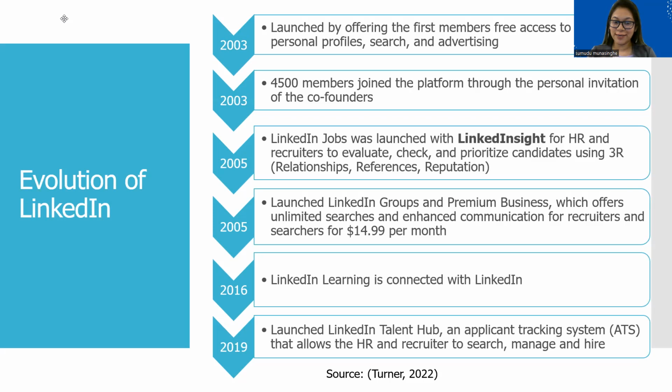And by the end of 2019, LinkedIn had launched the LinkedIn Talent Hub, an applicant tracking system, what we call an ATS. I'm sure you might be familiar with the ATS, which is very commonly used in contexts like the North American job market system, that allows HR recruiters to search, manage, and hire the most suitable candidates for their job. So it's basically a tool that is used in the screening of the applications that they get. So this is how the evolution of LinkedIn has taken place up to now.